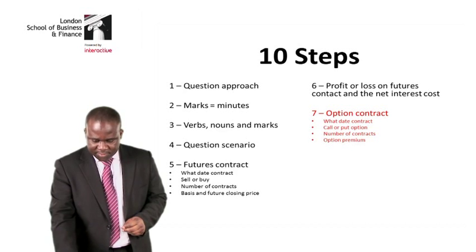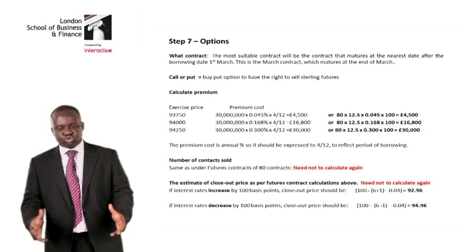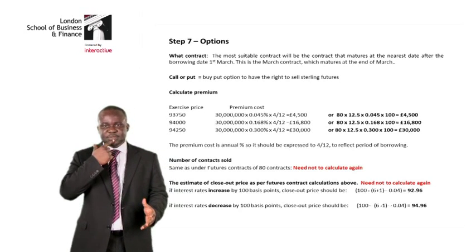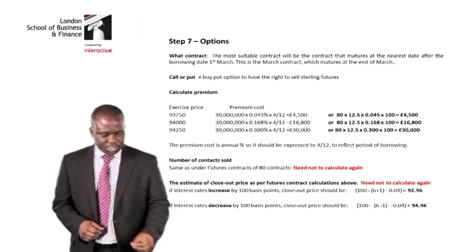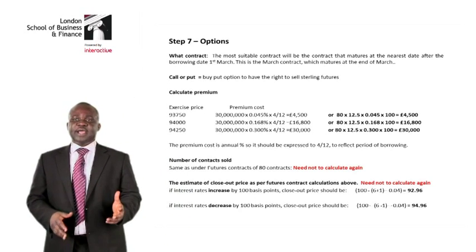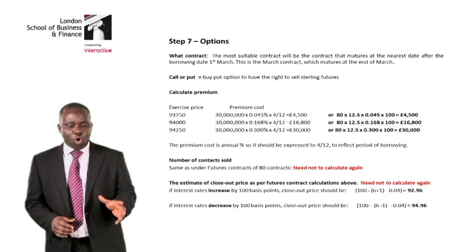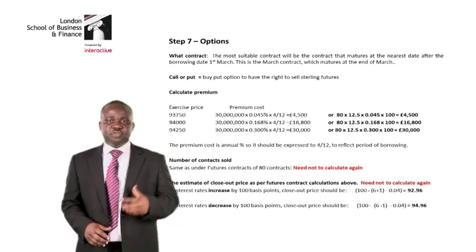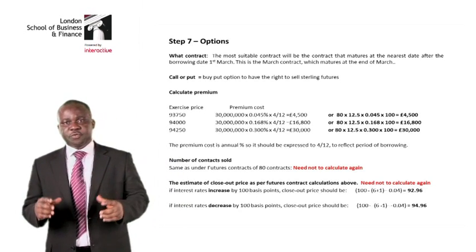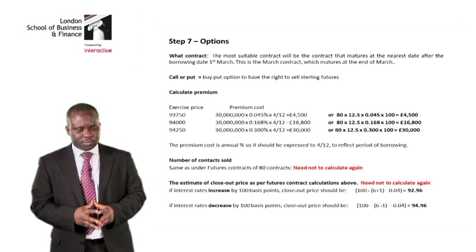Okay, so let's see. Here too, you would have to start with what date contract. You have to enter into the contract that will mature immediately after the transaction date. Then instead of buy or sell, we don't say buy or sell in options. We talk about a call or put. A call option gives you the right to buy. A put option will give you the right to sell.